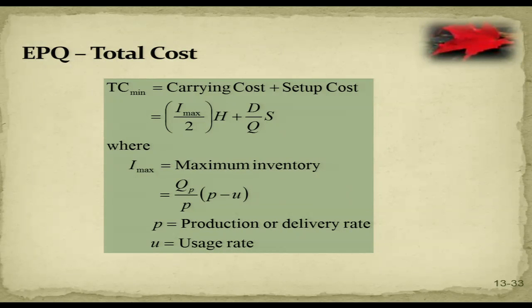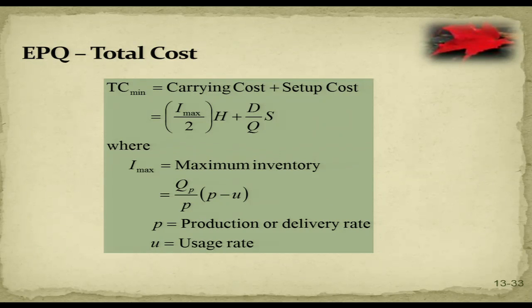So QP is the decision variable. We have to use calculus the same way to find the optimal production quantity. That's our decision as a manufacturer: how many we want to produce before we run this machine for another product.